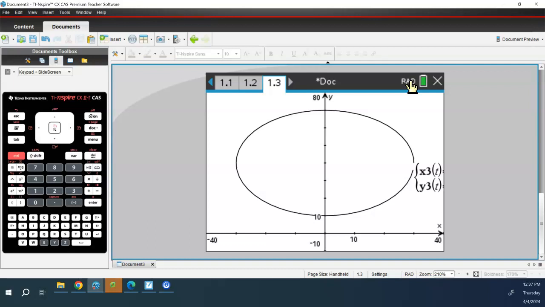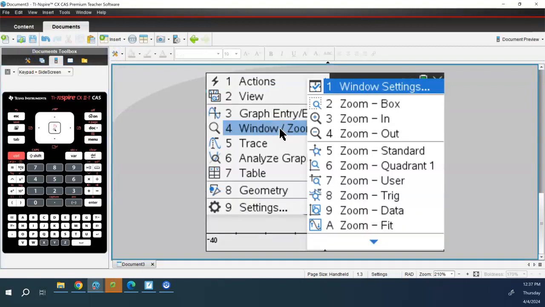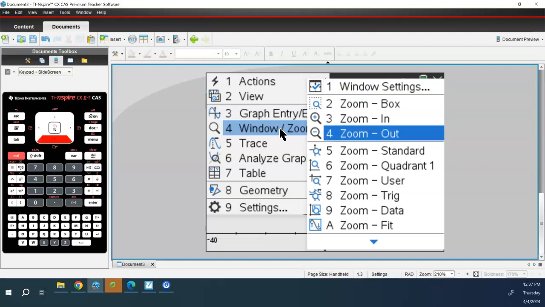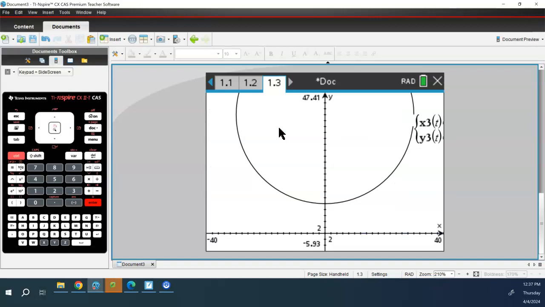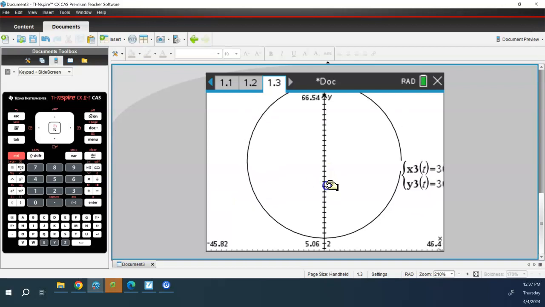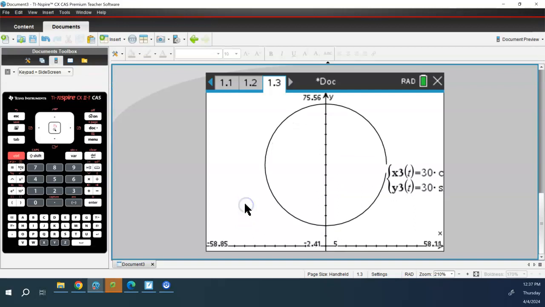If you absolutely have to have your Ferris wheel be circular, you can go menu, window zoom, and then you can scroll all the way down to the bottom, and letter B says square. If you square up your viewing, then it takes it into a circle. But then it adjusts your window, and you have to zoom out a little bit. That's if you absolutely positively need to have it be square. Okay?